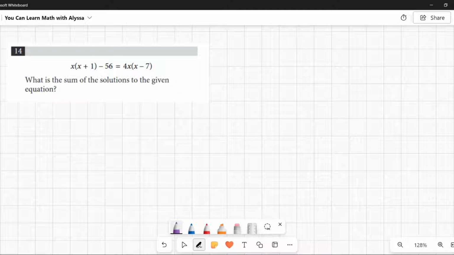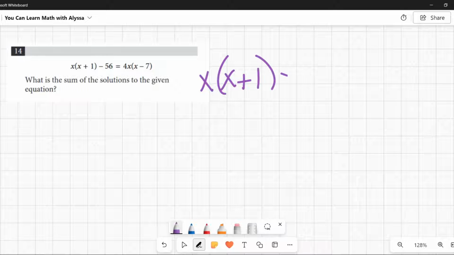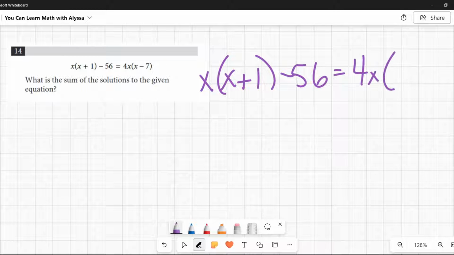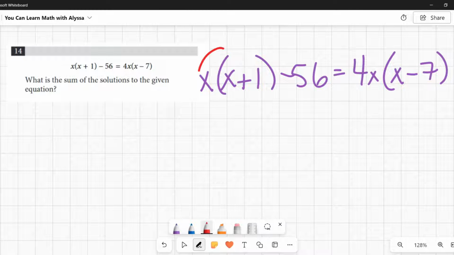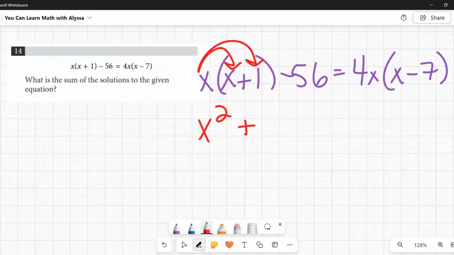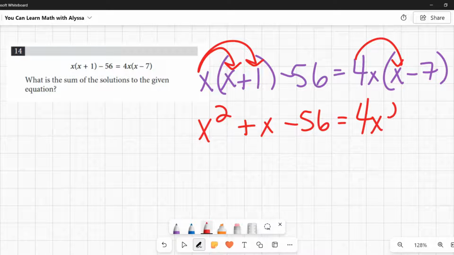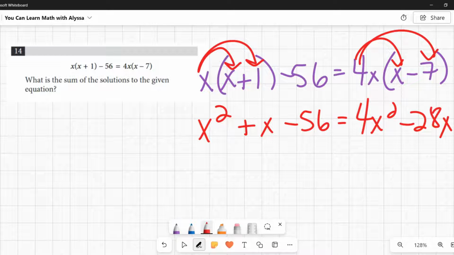That's always going to be your first step when you're solving quadratics through either factoring or the quadratic formula. Okay, so 4x times x minus 7. Distribute. x times x is x squared. x times 1 is x, then minus 56. On the right, 4x times x is 4x squared. 4x times negative 7 is negative 28x.